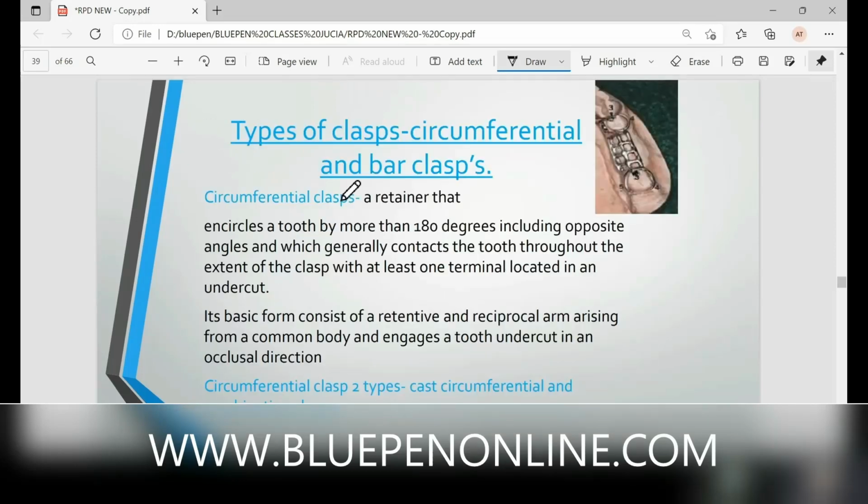See, the C clasp, the circumferential clasp, means this is going to encircle the tooth. It encircles the tooth by more than 180 degrees. This is how it encircles the tooth. Its basic form consists of a retentive arm and a reciprocal arm, coming from a common body, and it has a rest. This is how it looks. This is a circumferential clasp.